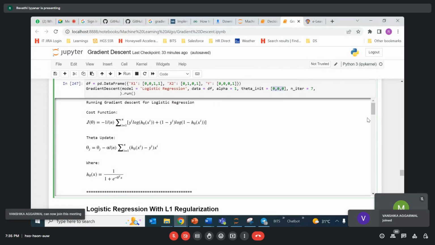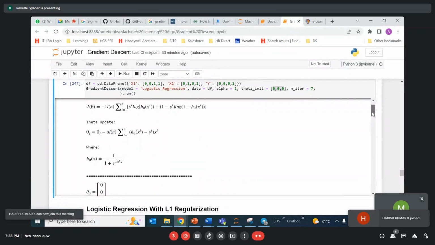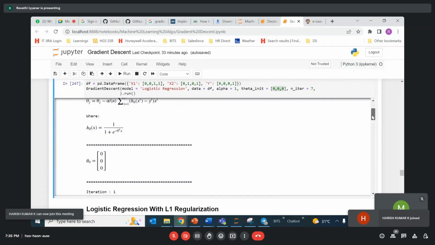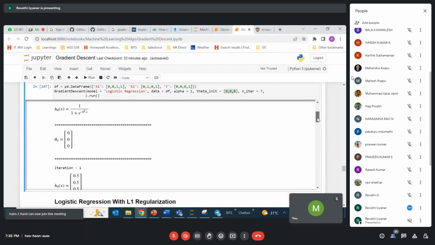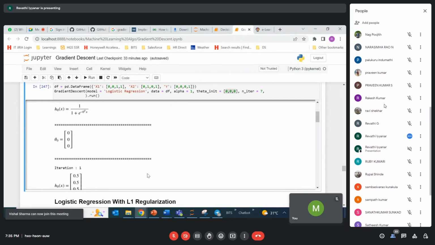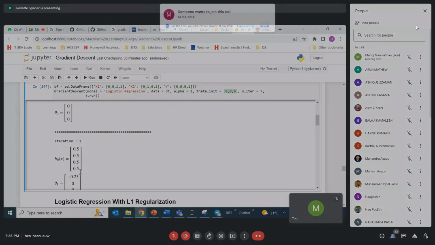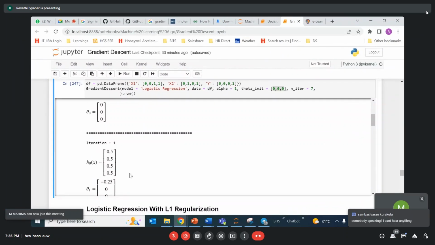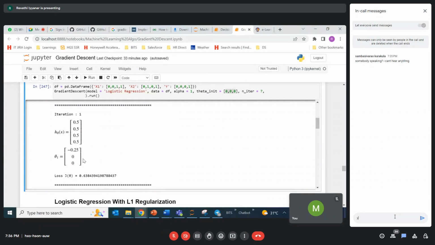Because initial thetas are zero, it will become 1 over 1 plus e power 0 into x. So it will become 1 by 1 plus e power 0. E power anything 0 is 1, so 1 by 1 plus 1 is 1 by 2. That's why all are 0.5, 0.5, 0.5. All predicted Y's are 0.5 in the first iteration. Our hypothesis output is h of x because initial theta is 0.